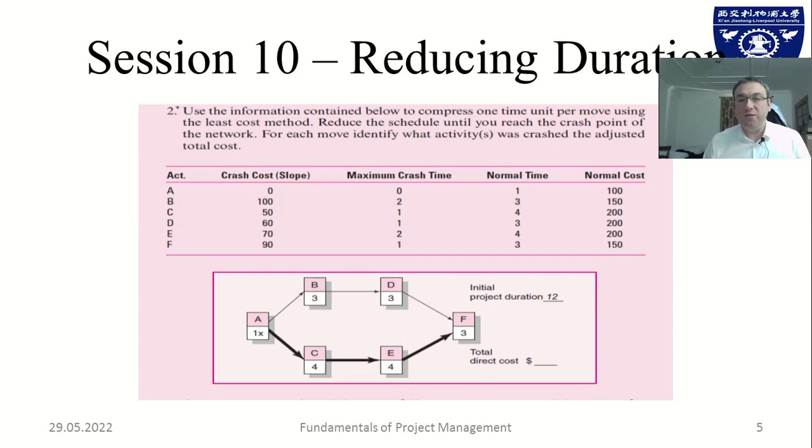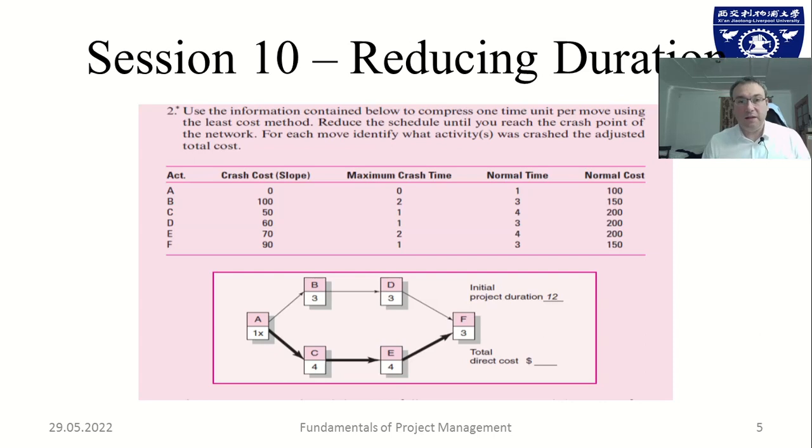Initially, we are starting with a project duration of 12 days. As you can see, activity A, 1, is already fully crashed. A, C, E, and F are the critical path. Going 1, 4, 4, 3, which leads to 12 days of duration. If you follow the A, B, D, F path, this is only 10 days. So the first thing we need to do is crash on the critical path. So C, E, and potentially F are up for this exercise.